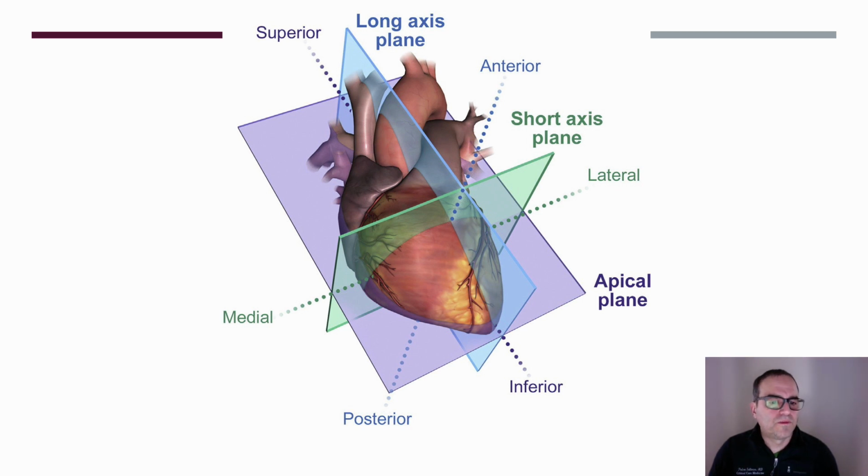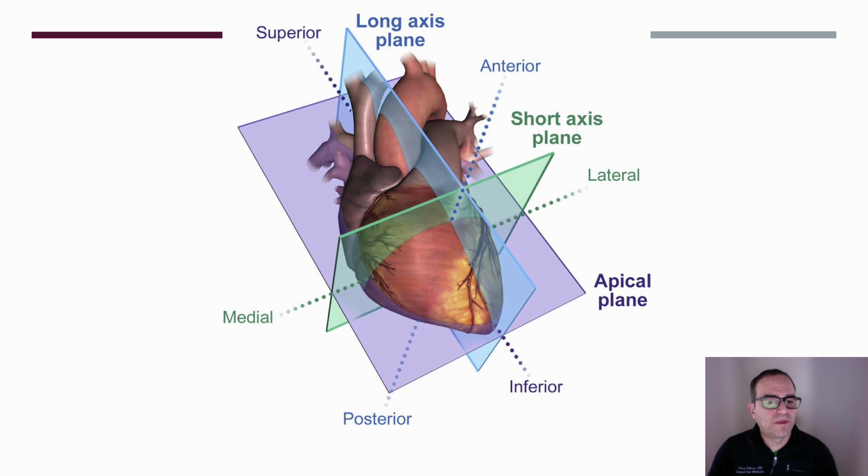The transducer movements will describe the motion directed anteriorly, posteriorly, medially, laterally, superiorly, or inferiorly to the scanning planes of the heart.